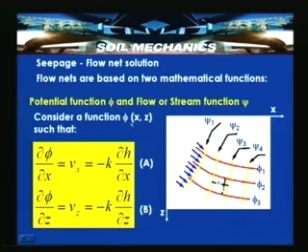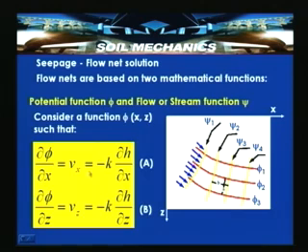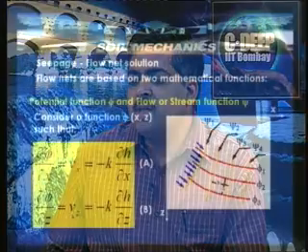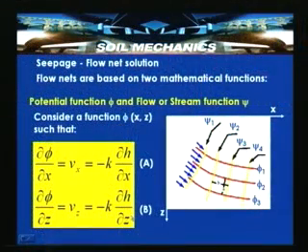So, consider a function phi(x, z) such that ∂phi/∂x is equal to Vx, that is the velocity in the x direction, is equal to minus k ∂h/∂x. This is negative because the head loss is occurring in the direction of flow. Similarly, ∂phi/∂z is equal to Vz is equal to minus k ∂h/∂z.